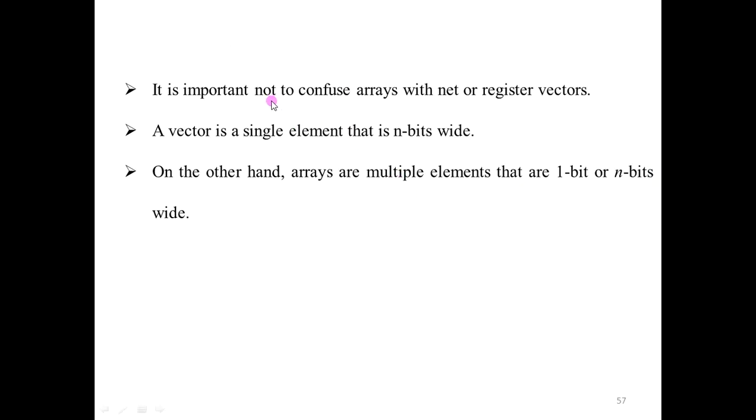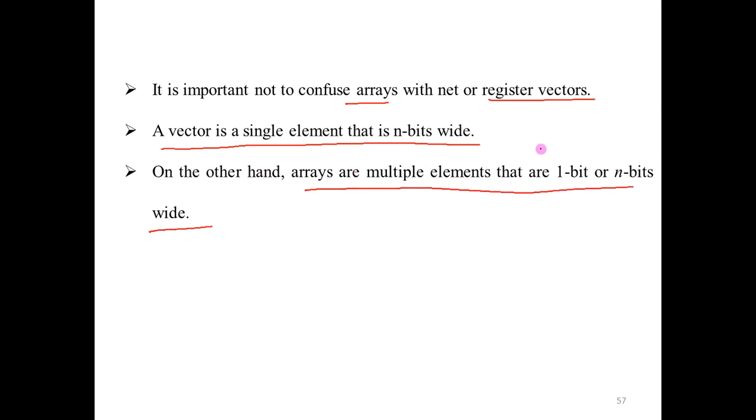Next, it is important not to confuse arrays with net or register vectors. Vectors are different, arrays are different. For vectors, you specify the width between the data type and the variable, whereas for arrays it comes at the end. A vector is a single element that is n bits wide. On the other hand, arrays are always multiple elements that are 1 bit or n bits wide. Very important statement.